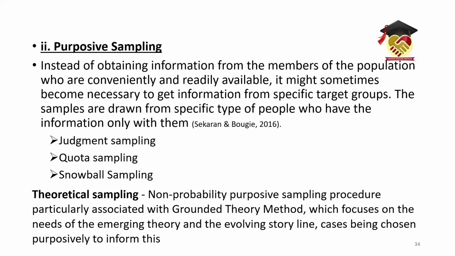Okay, remember that point very clearly. Quota sampling I will come back to later. Snowball sampling, it's very easy, very interesting. And theoretical sampling, this is a non-probability sampling. When you do grounded theory, I told you the sample size should be about 50. So there you have theoretical sampling. Again, non-probability, a purposive sampling procedure particularly associated with grounded theory, which focuses on the needs of the emergent theory. So that is also purposive sampling.